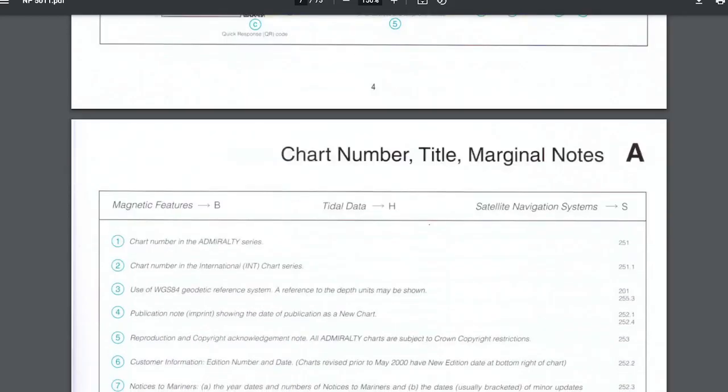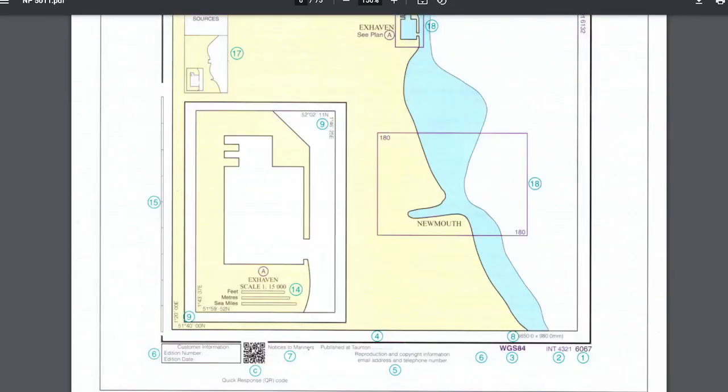Use of WGS84 Geodetic Reference System, which is the standard one we mostly use, WGS84. A reference in depth units may be shown. Publication note imprint shown in date of publication as a new chart. This one, fourth.